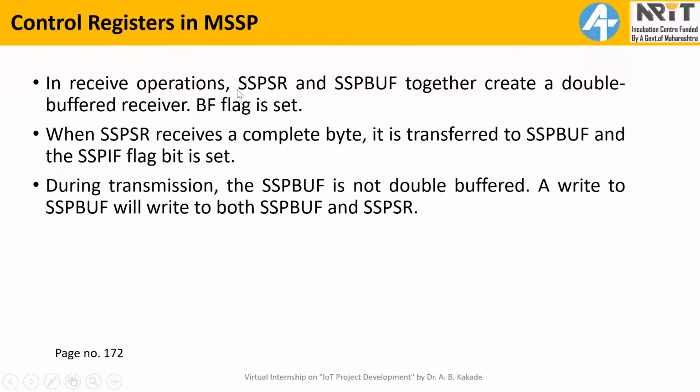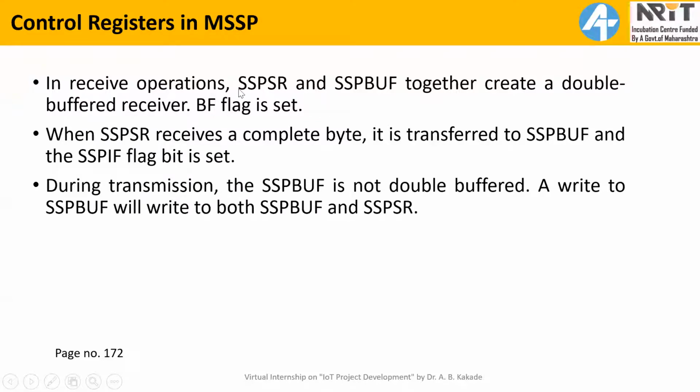Now in the receive operation, SSPSR, that is the shift register, and the SSP buffer register together create a double buffer receiver. Whenever we write data to the SSP buffer register, the data is simultaneously written to the SSPSR register. Whenever we write data to the SSP buffer register, there is one flag bit called buffer full. So whenever data is written to the SSP buffer register, the buffer full flag bit is set. That indicates that the buffer is full, and transmission will begin after some time.